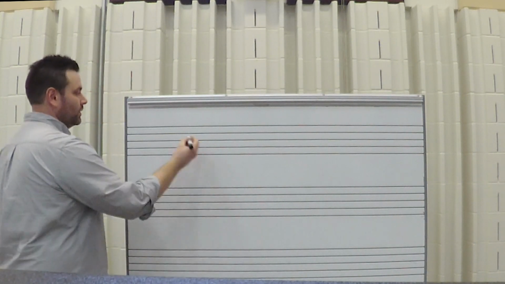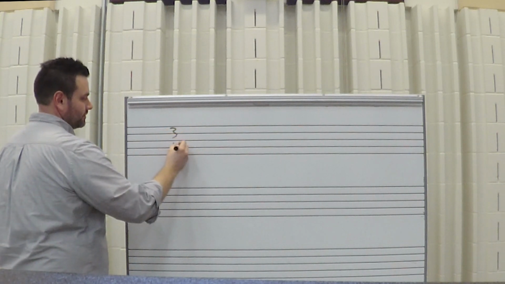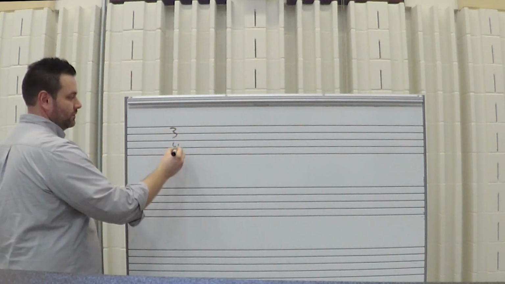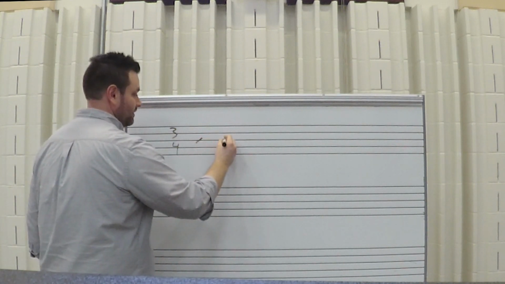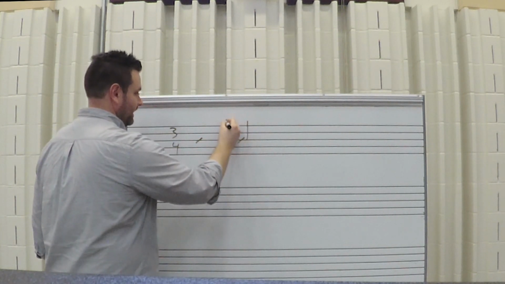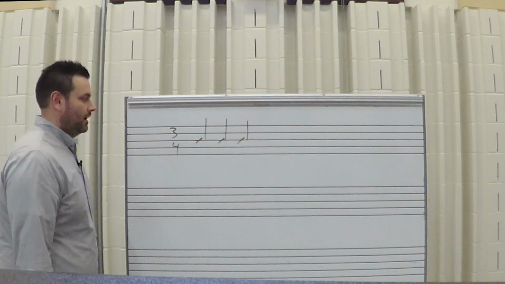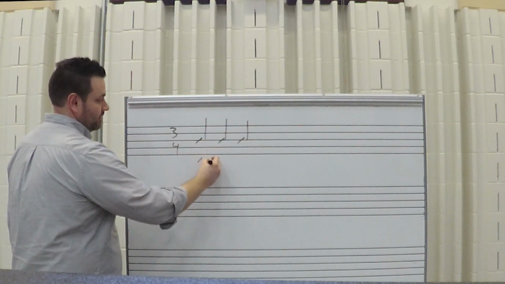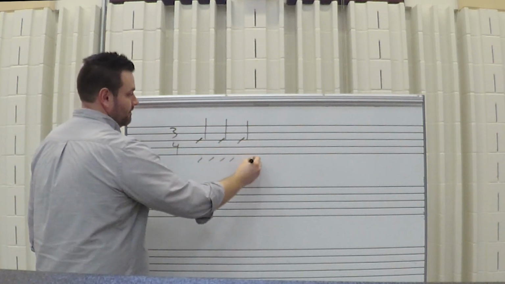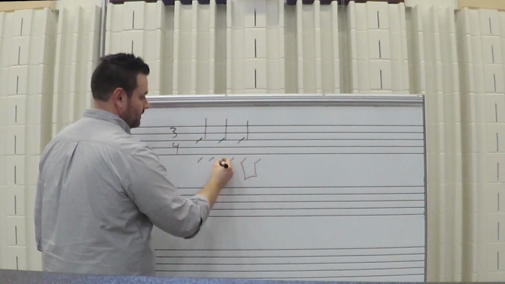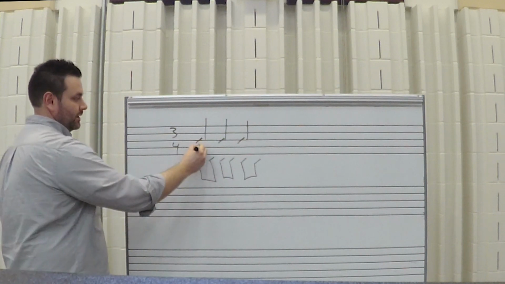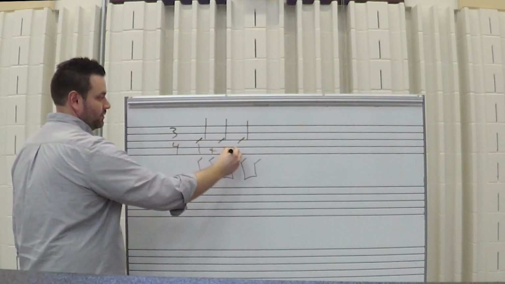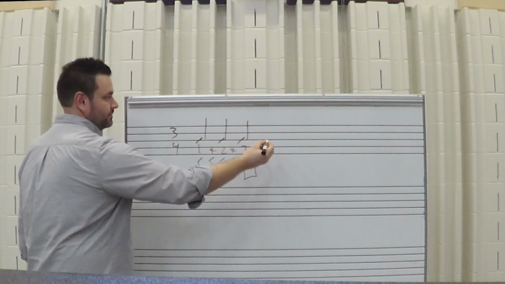Okay? So in 3/4, the way we're dividing up the measure is into 3/8 of time, right? Or if we divide those up into eighth notes, 3 groups of 2, right? So we're thinking 1 and 2 and 3 and, okay?